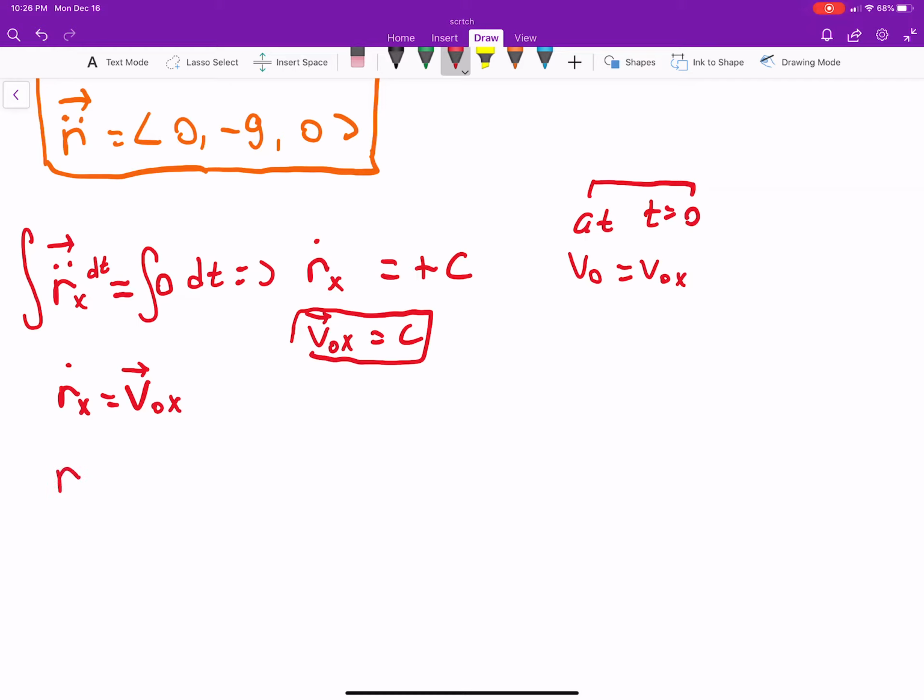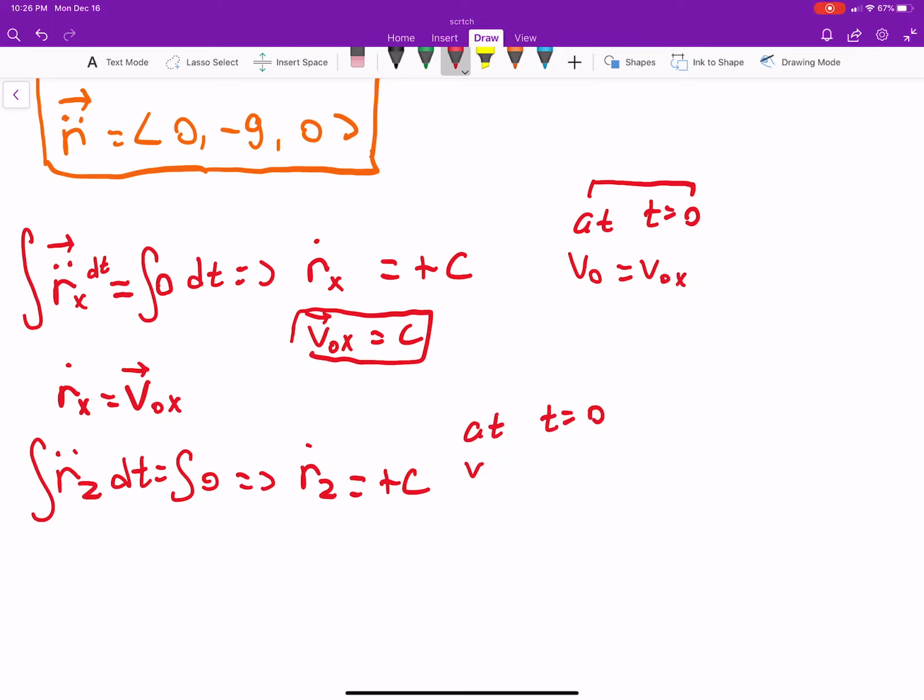Now, r double dot z, if we integrate that, then we get r dot z equals 0 plus c, and at t equals 0, v naught z equals 0. There's no velocity in the z direction. So 0 equals c, or r dot z equals 0.